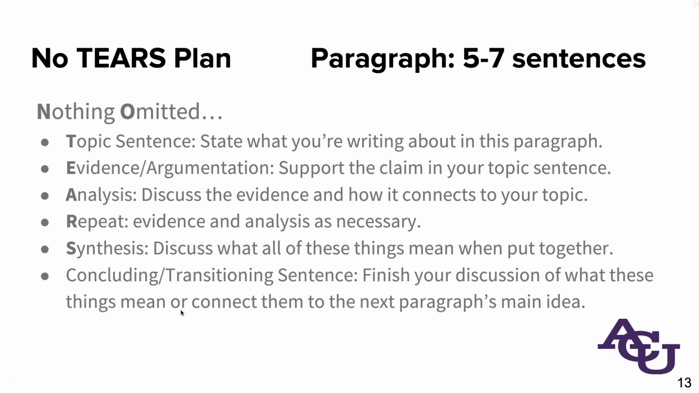So the No Tiers plan is one mnemonic for understanding that you start each paragraph off with a clear topic sentence that states what your claim is that you'll be supporting. That you follow up with evidence or argumentation with, of course, citations for any evidence that you're referring to or discussing. Analysis, where you discuss it and show how it connects to your topic, repeating that as necessary, repeating the evidence and analysis. Synthesis, where you discuss what these things mean when you put them together, when you consider what this means or how it should be applied as a whole. And then, if you're done with the argument, a concluding or transitioning sentence, so we see how these connect to the next part of your argument.